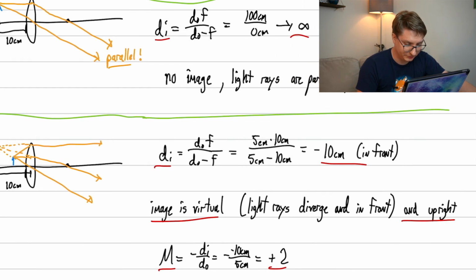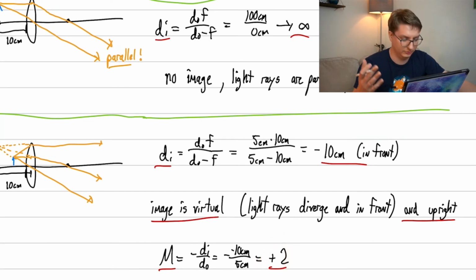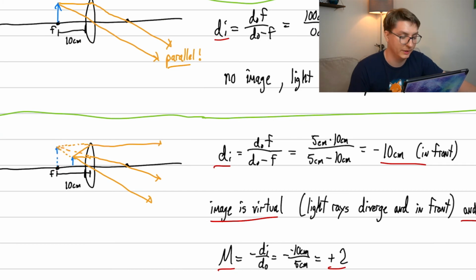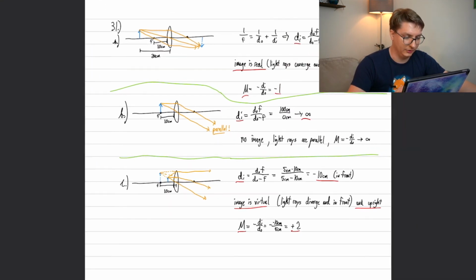We also can get the magnification. Put in these numbers now, 10 and 5, plus 2. So it's going to be upright and twice as tall, and that matches up with what the picture is telling us. Okay, so what are we looking at?